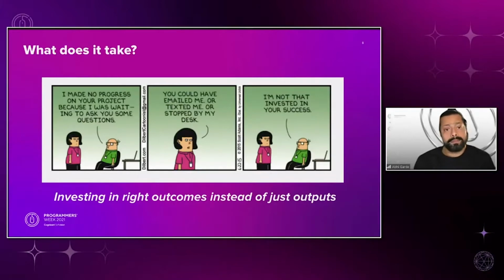In the project manager and developer conversation, the developer says, I made no progress on your project because I was waiting to ask you some questions. The project manager says, you could have emailed me or texted me or stopped by my desk. Well, I'm not that invested in your outcomes. I'm not that invested in your success. So it's really about investing in the right outcomes instead of just outputs.